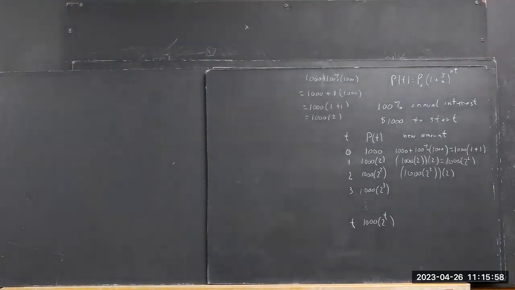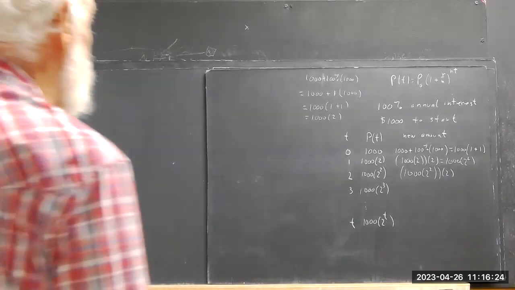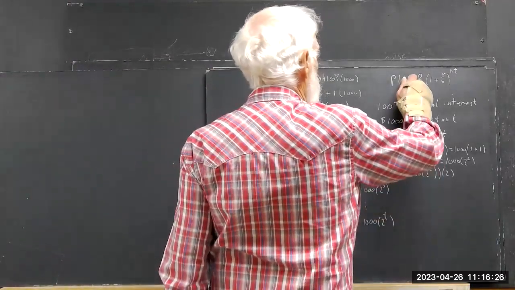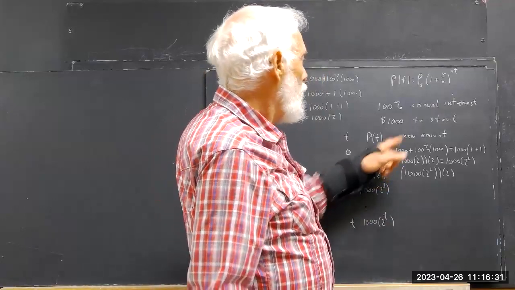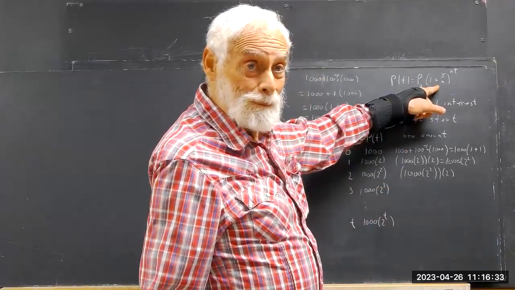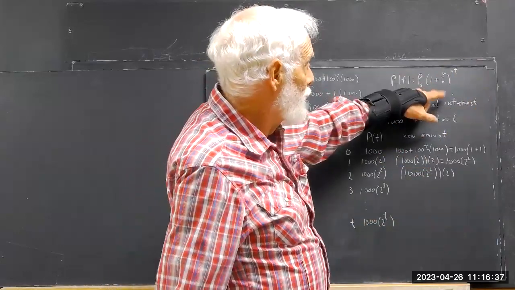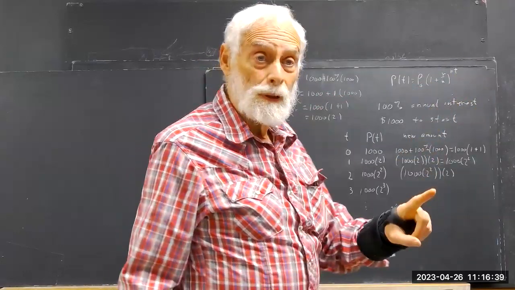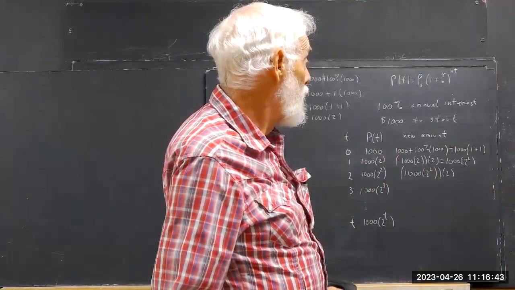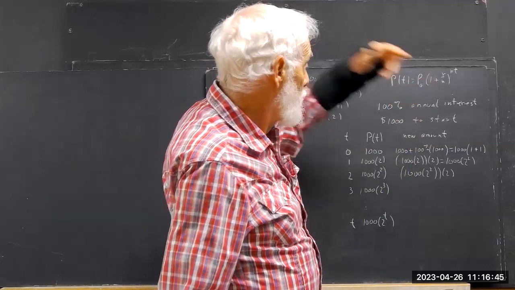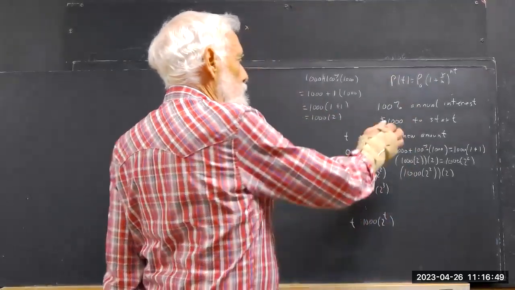Give you a minute to digest that. Okay, in the formula, r would be 1. That's 100% is 1. And n would be 1 because we're just compounding it annually. And I should have put a heading on this.